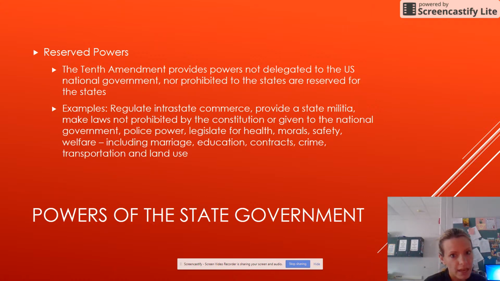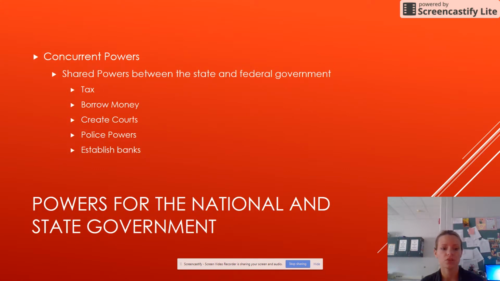The examples that we kind of started to go through were to regulate state interest, state commerce, provide state militia, make laws not prohibited by the Constitution or given to the national government, the police power, legislate for health, morals, safety, welfare, and those types of things include marriage, education, contracts, crime, transportation, and land use.